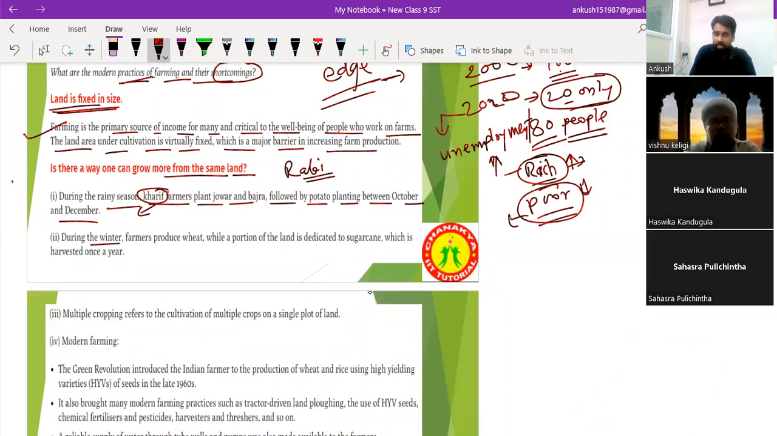During the winter season, whenever we cultivate a crop, that crop is known as a Rabi crop. Which crop? Rabi crop. So during the winter, farmers produce wheat, while a portion of the land is dedicated to sugarcane, which is harvested once in a year. What is harvested once in a year? The farming of sugarcane, because that plant requires at least a year to grow properly.